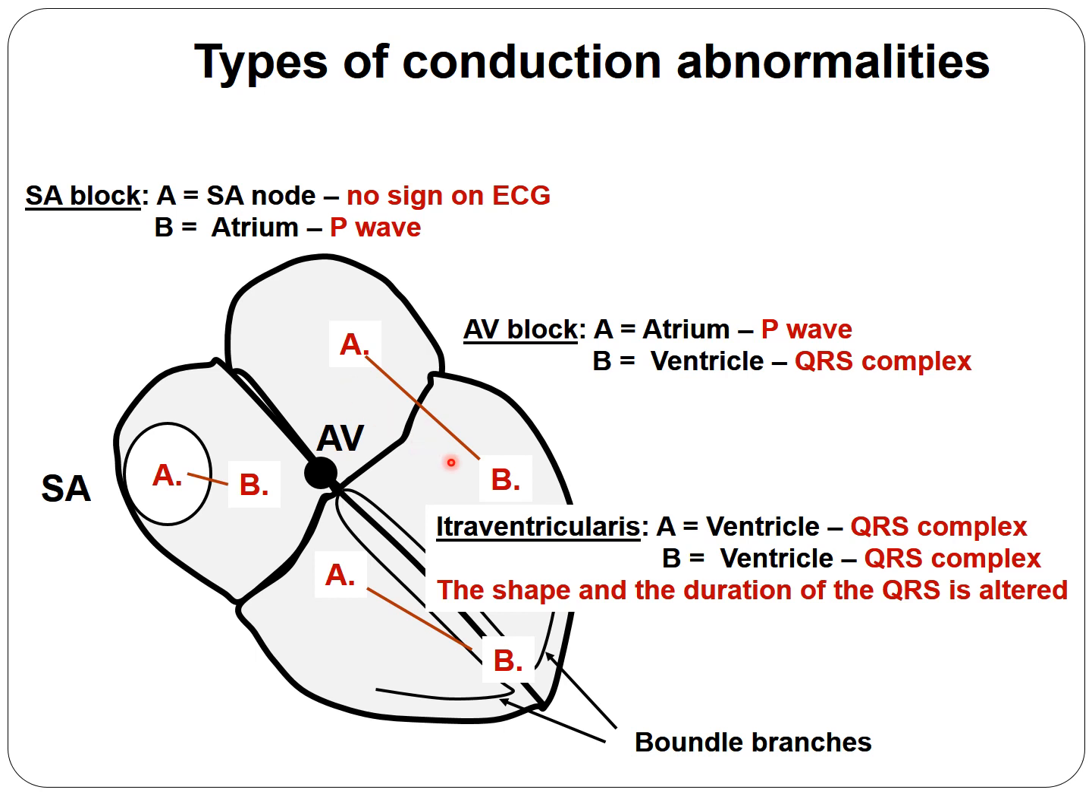AV blocks are very good because in this case we have a sign of A as a P wave, the atrial activation, and we have a sign of the ventricular activation as the QRS complex. So we evaluate the connection between these 2 points. This should be the PR interval in our case.